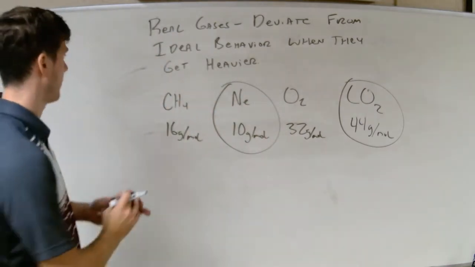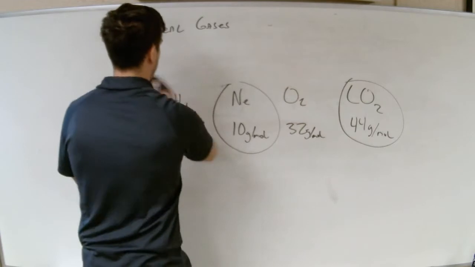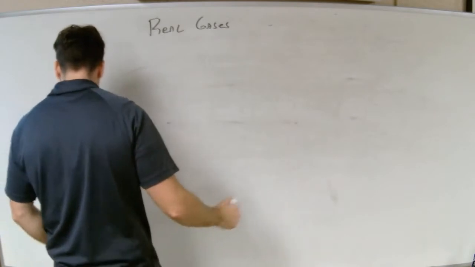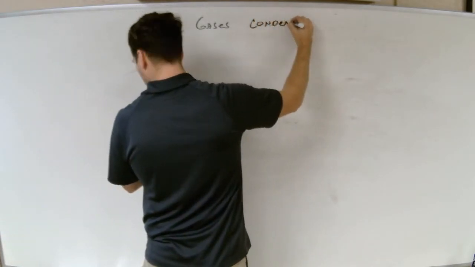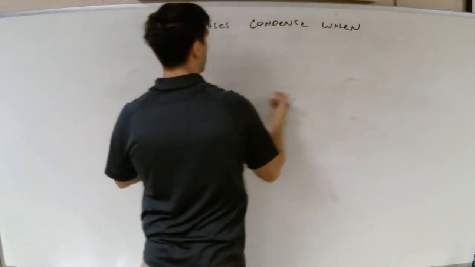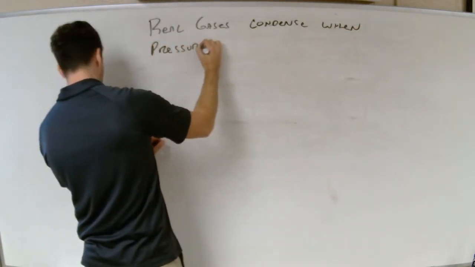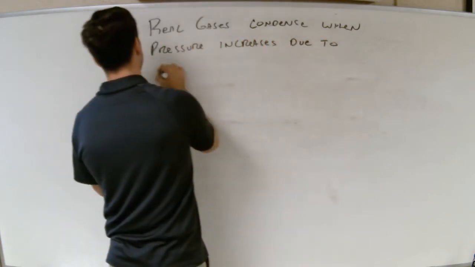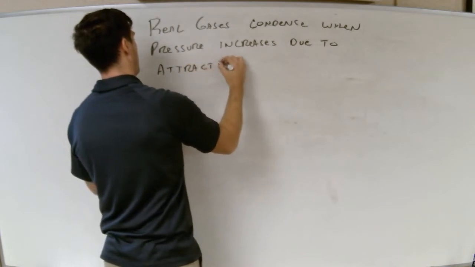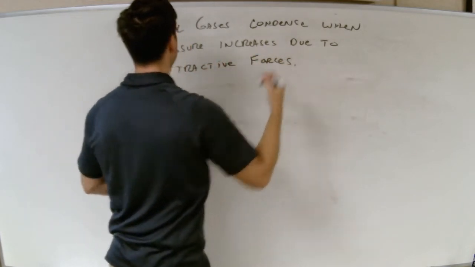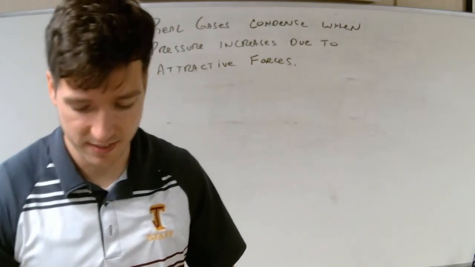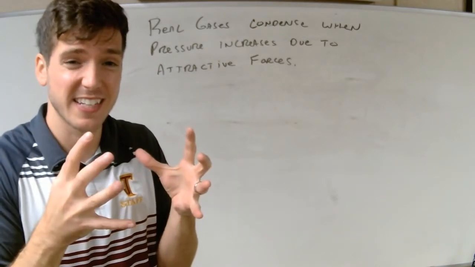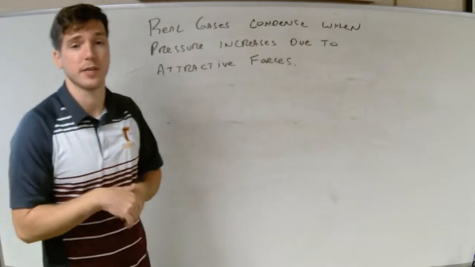One thing to know about real gases, real quick. Real gases condense when pressure increases due to attractive forces. Okay? Real gases condense. Okay? CO2 condenses when you increase the pressure, right? That is because you're bringing them closer together, they're colliding more, they're going to stick together and become more of like a liquid if we increase that pressure.